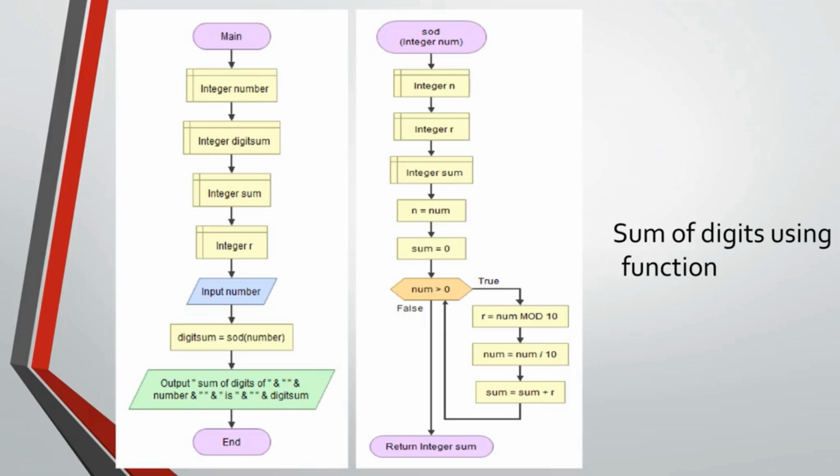In the subfunction, create the sod subfunction with num as parameter. n, r, sum are function local variables. 2 assign symbols to store num in the n variable, and to initialize sum to 0. A while loop separates digits from the number and adds each to the sum variable. Lastly, return the sum value to the main function.